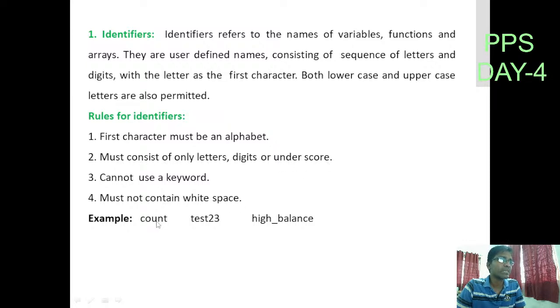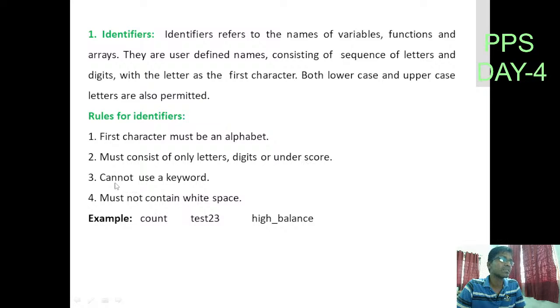So the identifier must consist of letters, from A to Z, as well as digits. Here I am writing digits 2 3 and an underscore symbol. For combining two words, I use the underscore symbol. For example, high underscore balance. So my identifier can include letters, digits, and underscore symbols also.